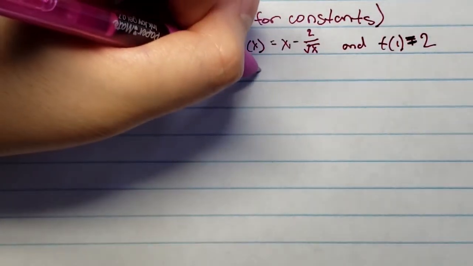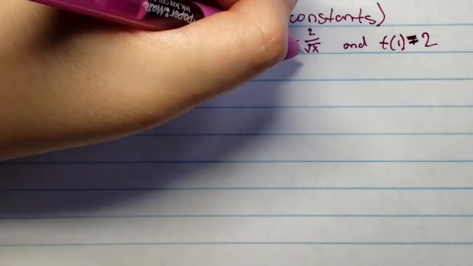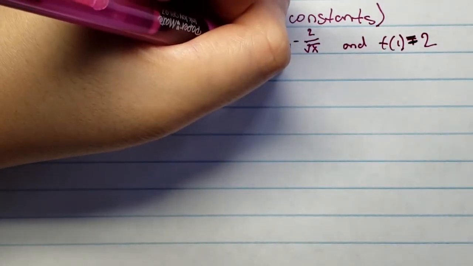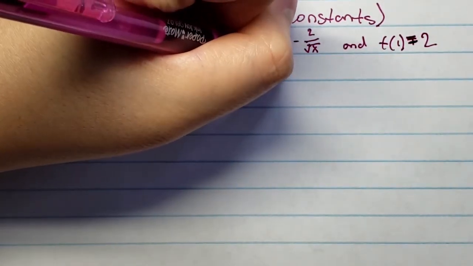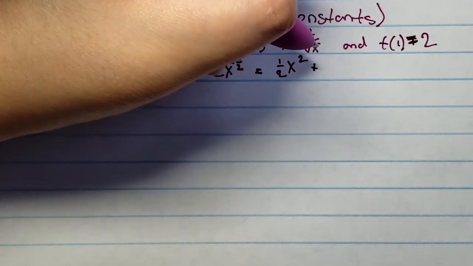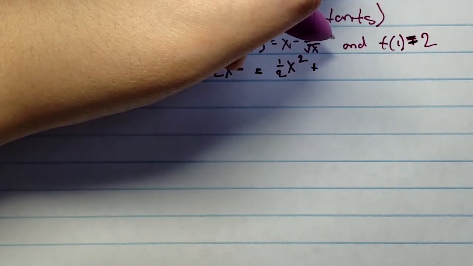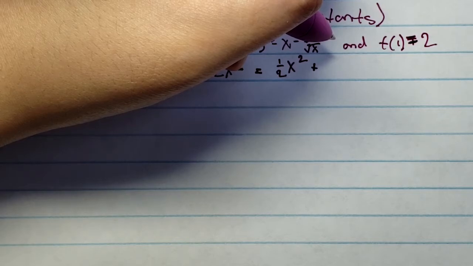So what I've done here was that I converted the derivative of f of x into exponent form, to which I will use the power rule to solve for the antiderivative.